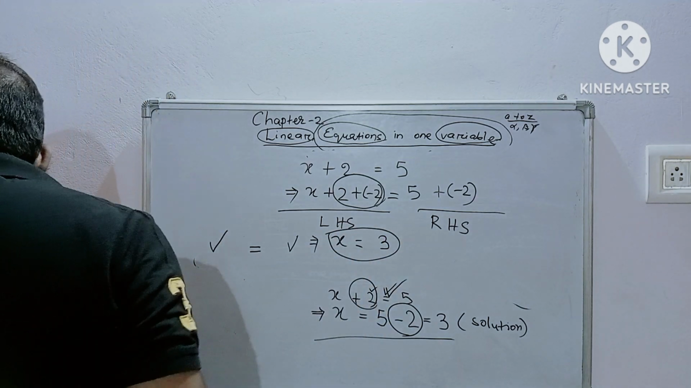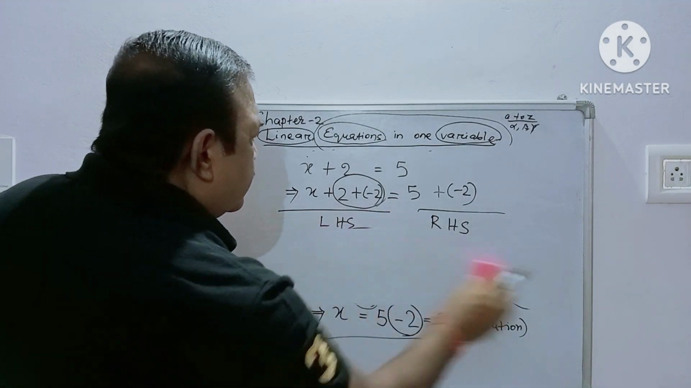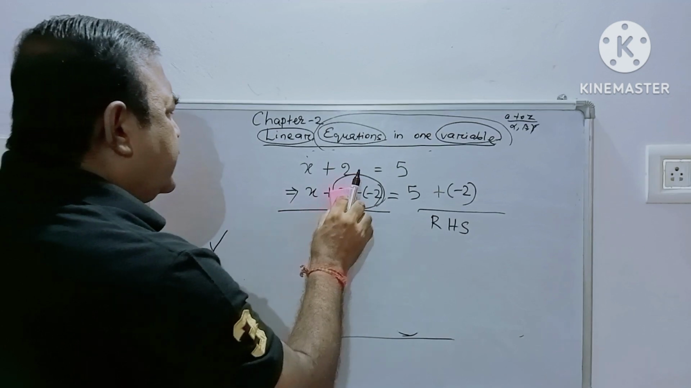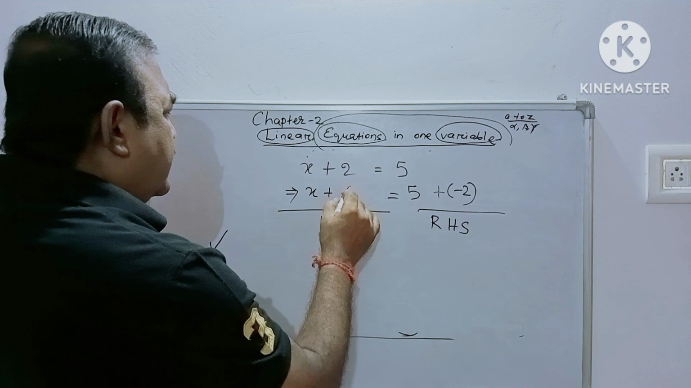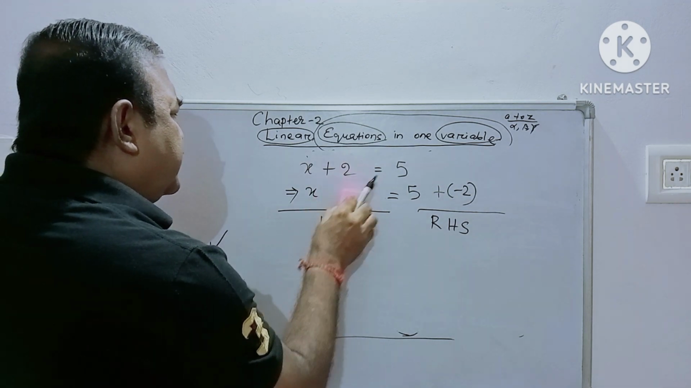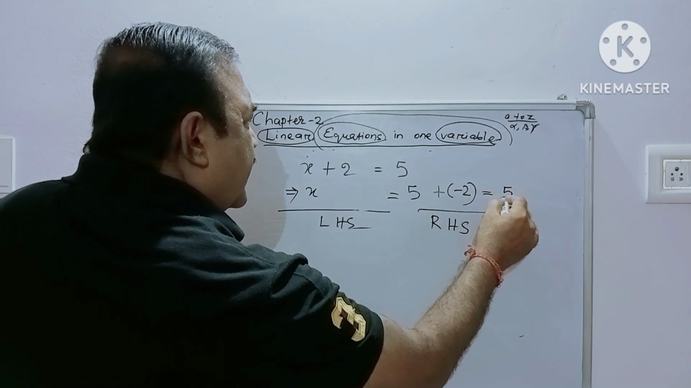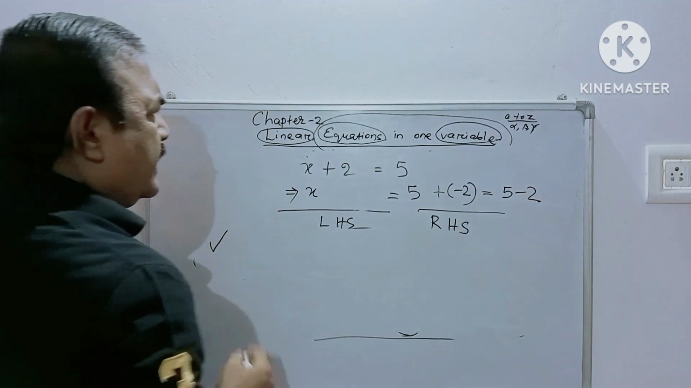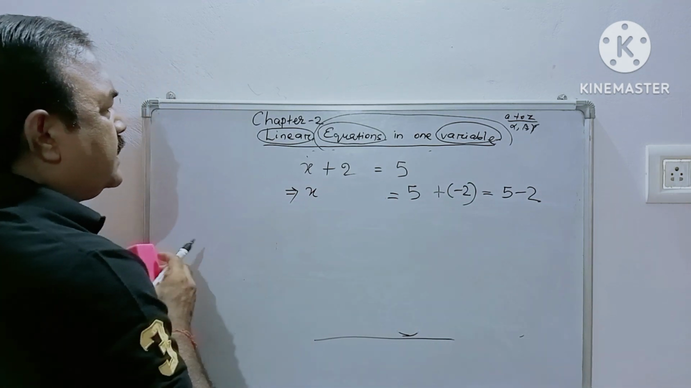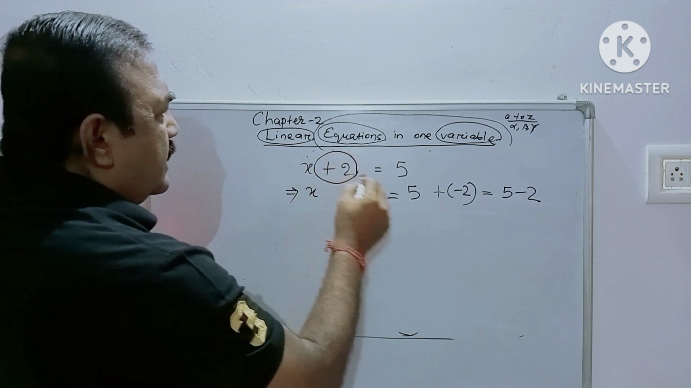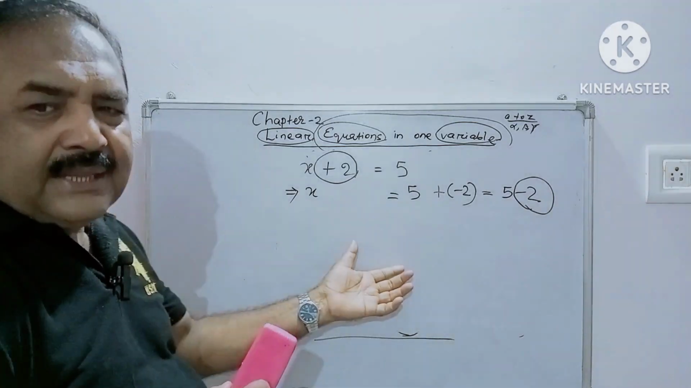So what is happening here, you see? When I did this, it became 0. This value is 0, so x plus 0 is x. That is 5 plus of minus 2, that is 5 minus 2. So what is happening here? I erase all this. Please see here: it was plus 2, it becomes minus 2. Oh, it is happening like this.